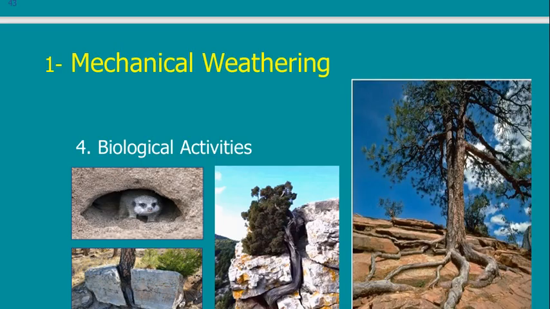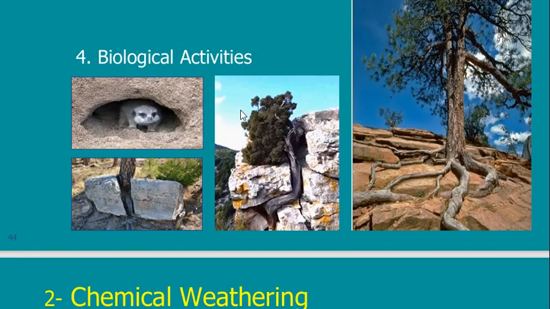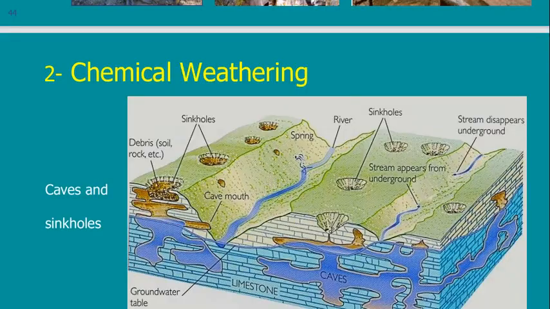Another type of mechanical weathering is called biological activities. Biological activities are either because of small animals or because of roots of plants. These are examples that show you what is happening.